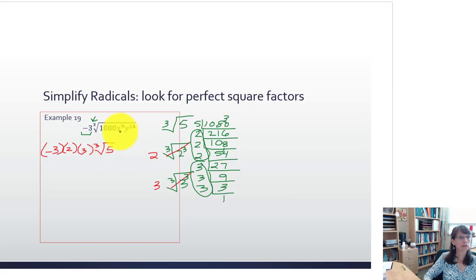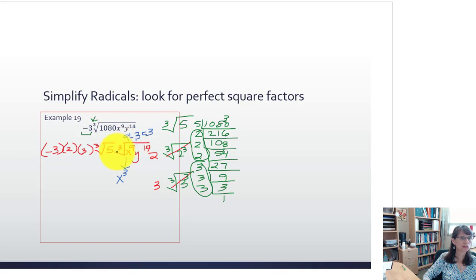And then I still have to work with x to the 9th, y to the 14th. All right, so working with these terms. 9 is divided by the index. So let's do that right here. 9 divided by 3 is equal to 3. So that tells me that x cubed will completely clear the radical. None of base x remains.